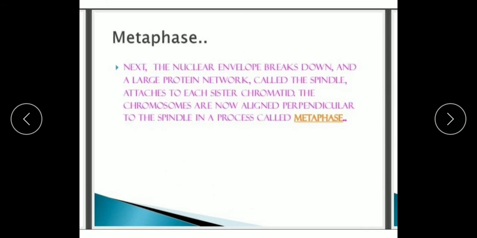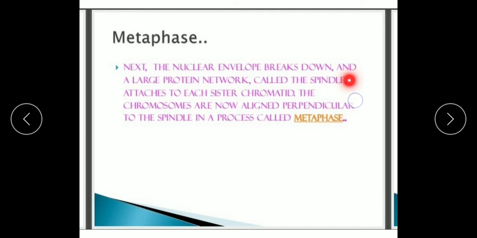Next one, metaphase. The nuclear envelope breaks down and a large protein network called the spindle forms. The spindle attaches to each sister chromatid, and the chromosomes are now aligned perpendicular to the spindle in a process called metaphase. The outer protective layer of the nucleus is called the nuclear envelope. The nuclear envelope breaks down.